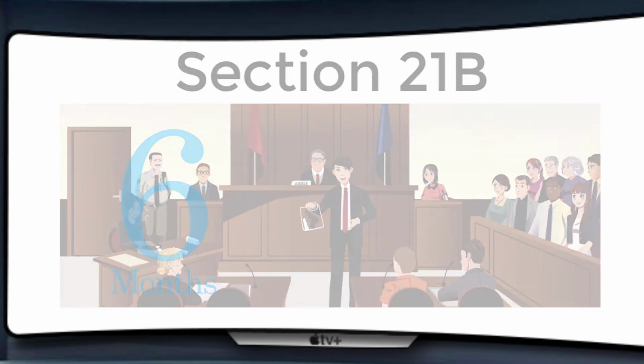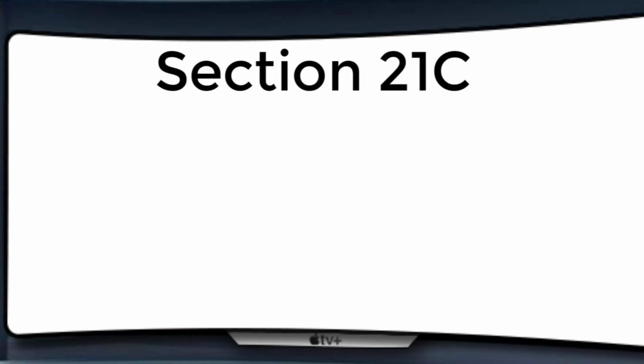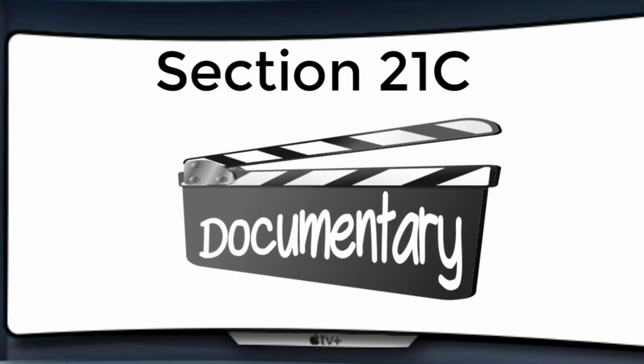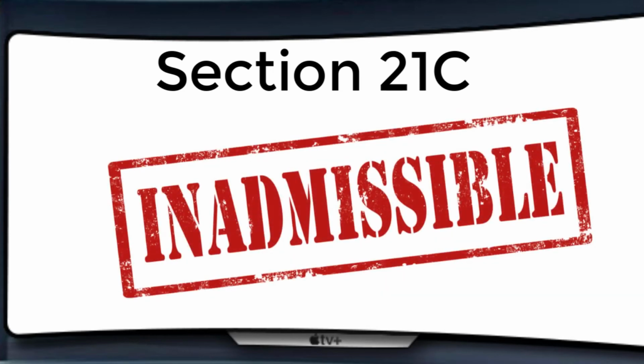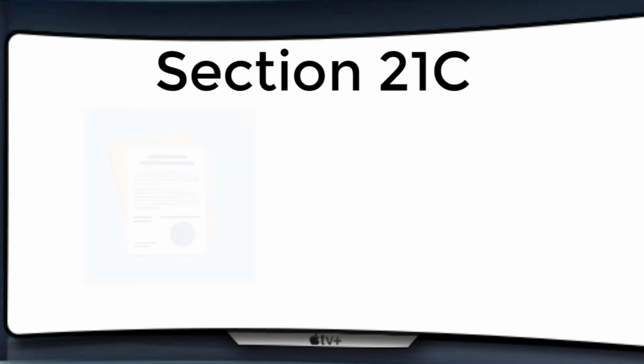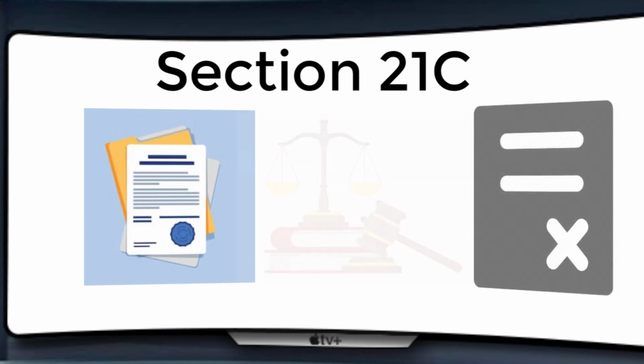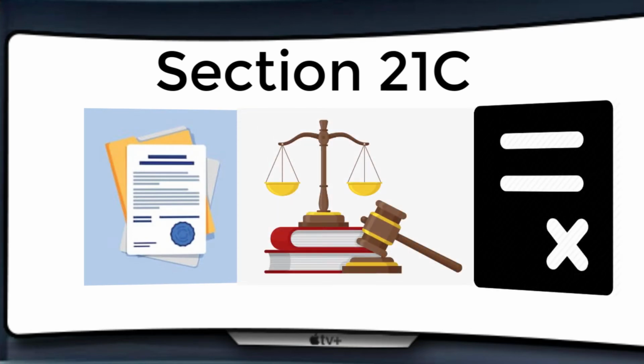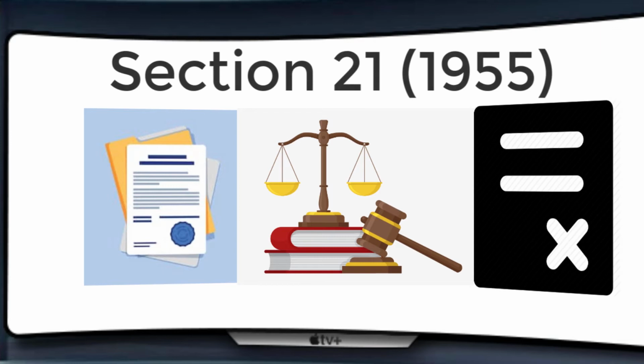The next section is 21C, which talks about the documentary evidence. I'll make it simple for you to understand. Basically, the documents which are presented must not be inadmissible, and must be duly registered and stamped, otherwise they will not be acceptable in the court of law. Okay, so this is all about section 21 of the Hindu Marriage Act 1955. Clear? Now we'll proceed with section 22.